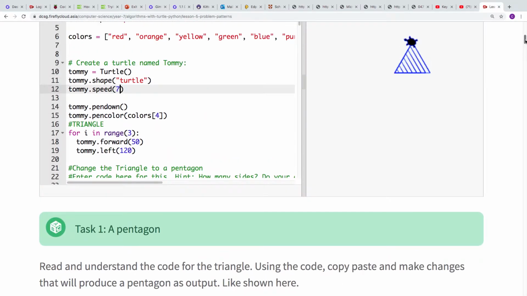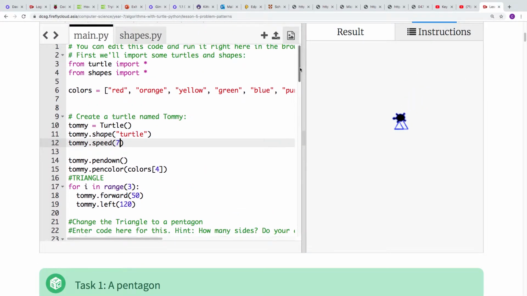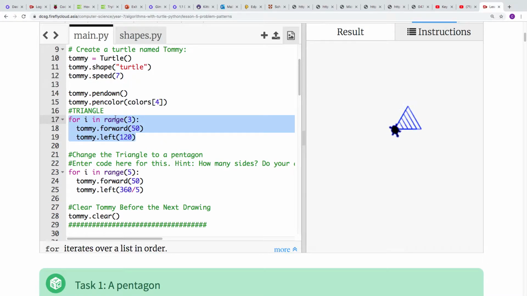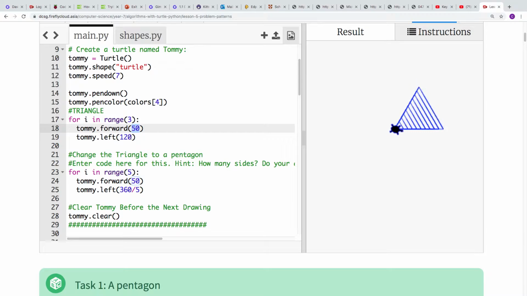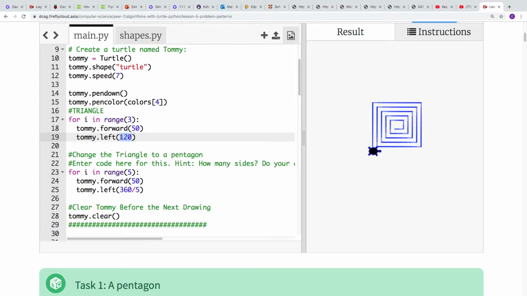We've got a pentagon. So we've solved the pentagon here. There's the code for the triangle. We know it's got 3 sides. We're making it draw 50 pixels in length, but then 120 degrees. Why is it 120 and not 60 for an equilateral triangle? Can anyone remember? Yep. Good. It's the angle on the outside that we're turning. We're not turning the internal angle.